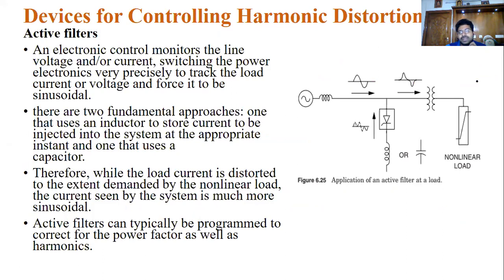Now see one example here, an active filter. This is the nonlinear load, which you can assume to be a power electronic load. Not only power electronics, but other devices like arc furnaces, and to a lesser extent induction motors, can inject some harmonics into the system. But the most obvious problem is power electronic devices, because nowadays above 80% of equipment is power electronic based. So I assume here a non-linear, power electronic based load, and I can draw this symbol to indicate it.